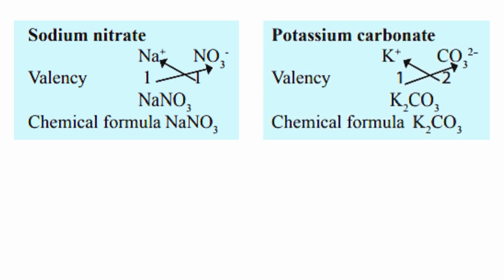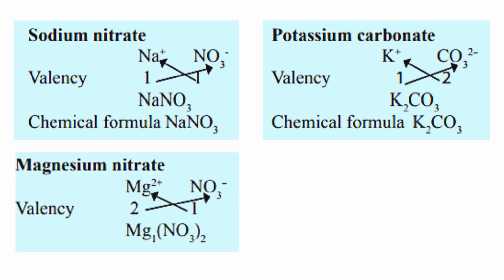Example 2. Potassium carbonate. So first we have to write the valency of K plus 1 and CO3 minus 2. That is 1 and 2. Then exchange the valency and write them at the bottom end on the right hand side of the respective symbols. So the chemical formula is K2CO3.